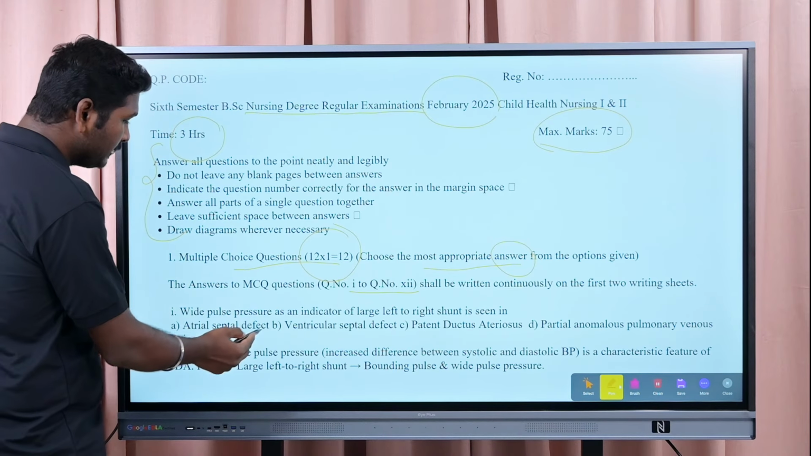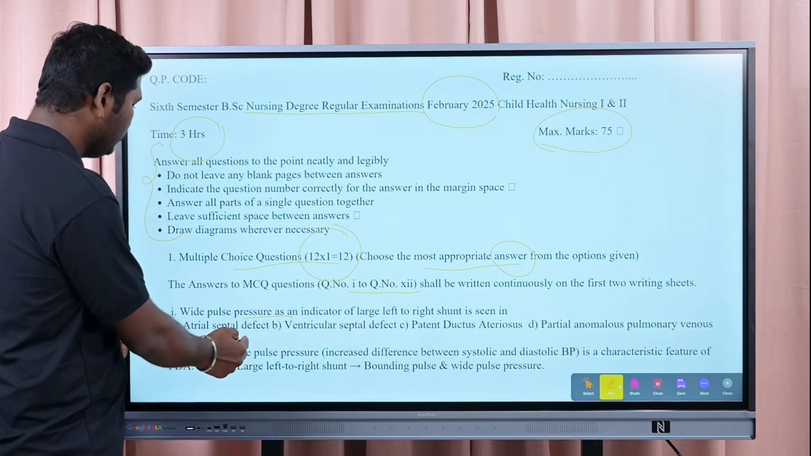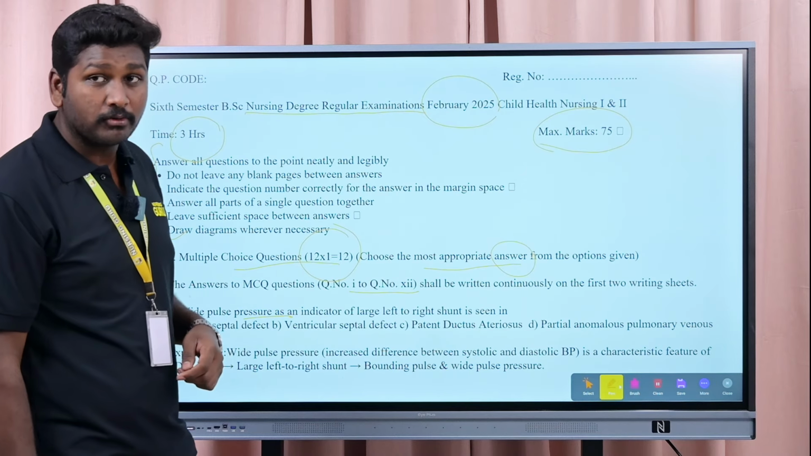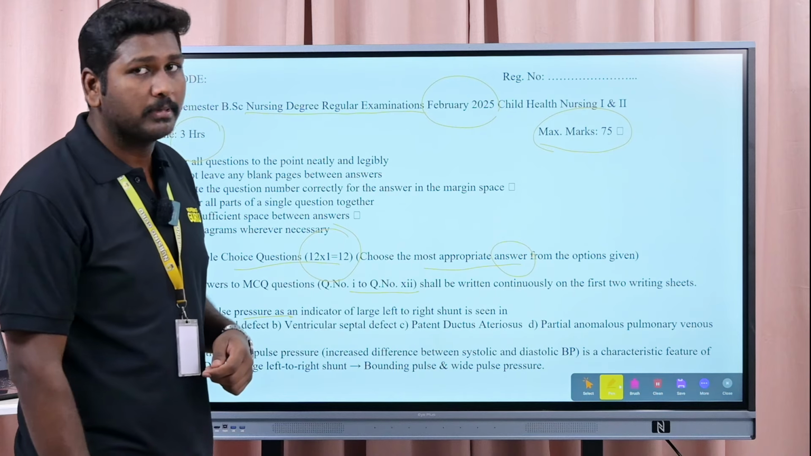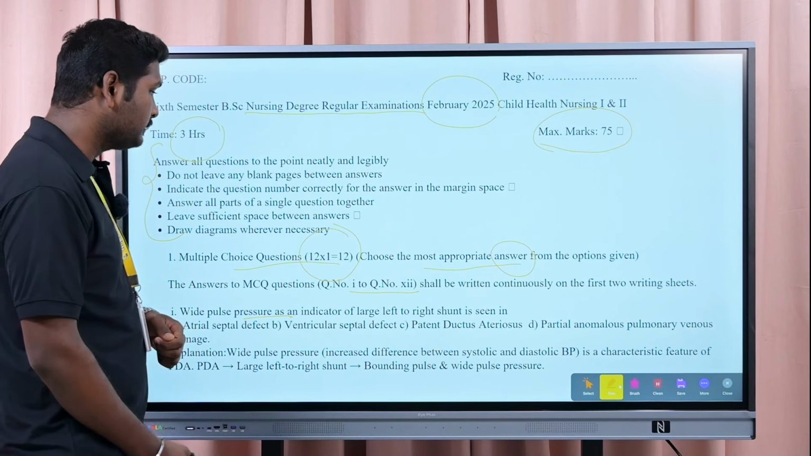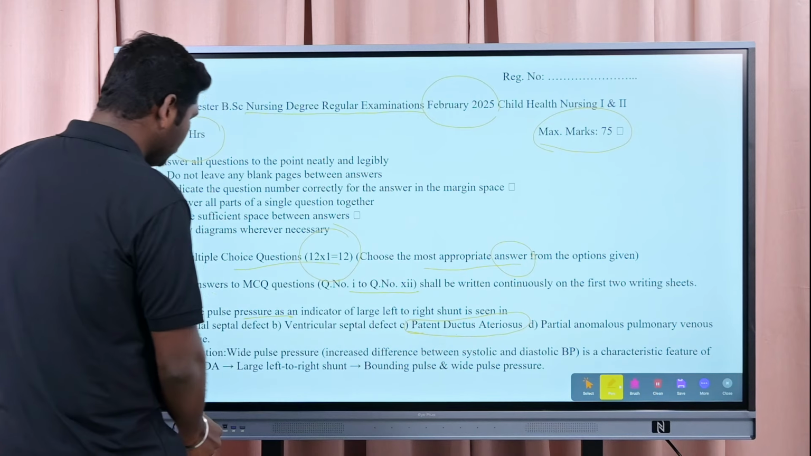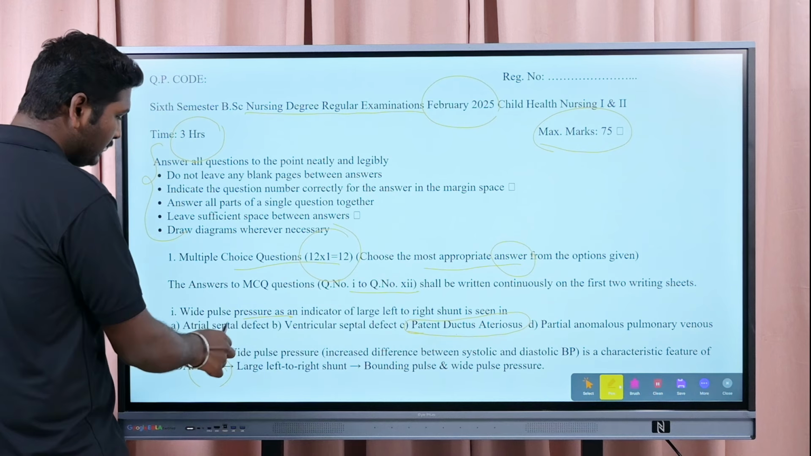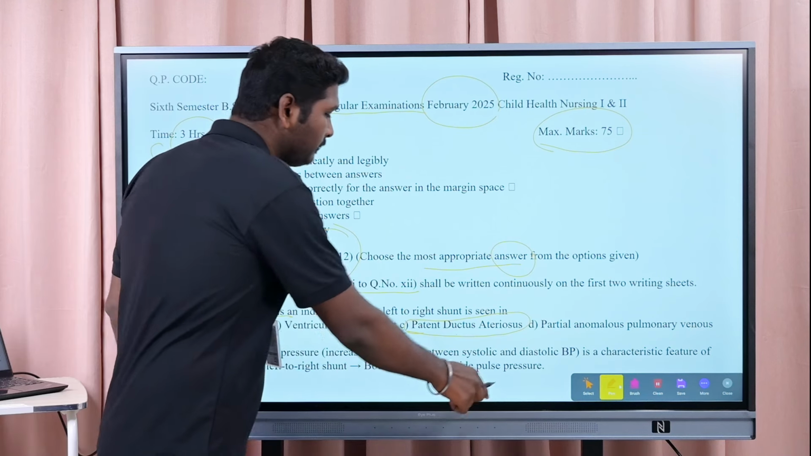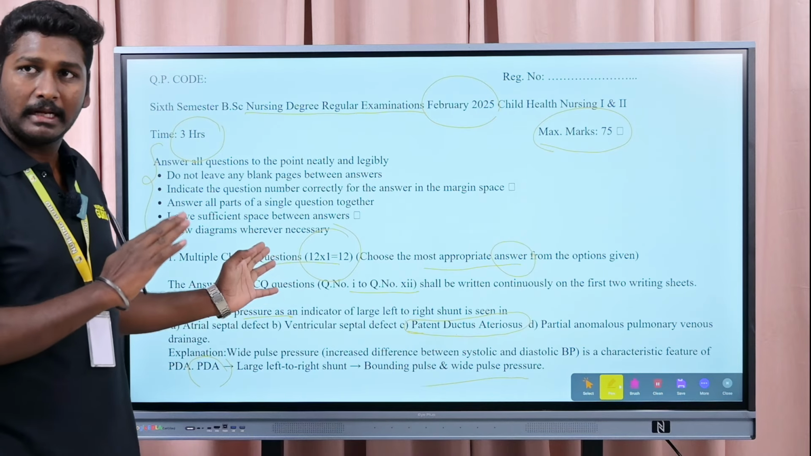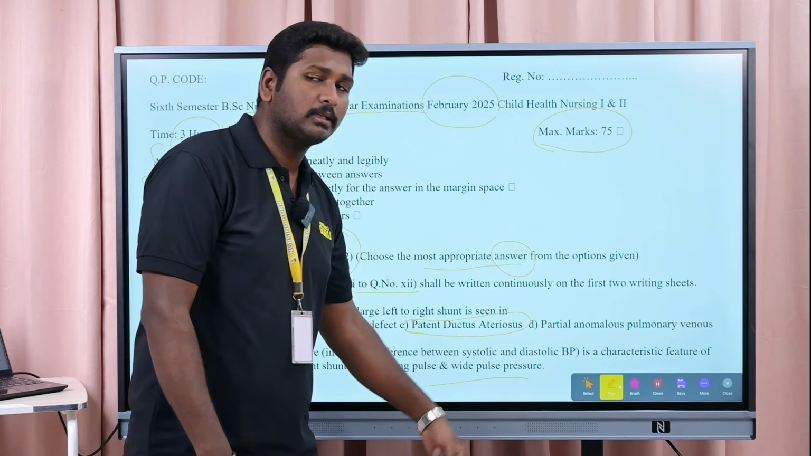Number 1: wide pulse pressure as an indicator of large left to right shunt is seen in dash. A, atrial septal defect, B, ventricular septal defect, C, patent ductus arteriosus, and D, partial anomalous pulmonary venous drainage. So what is the answer? It is patent ductus arteriosus, also called PDA. Why? It clearly says a large left to right shunt, where bounding pulse and wide pulse pressures are seen, and this is clearly present in PDA, which is a congenital disorder.